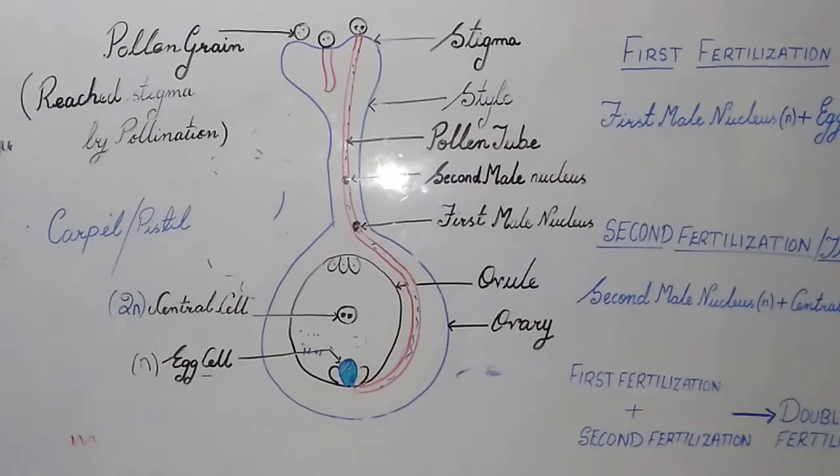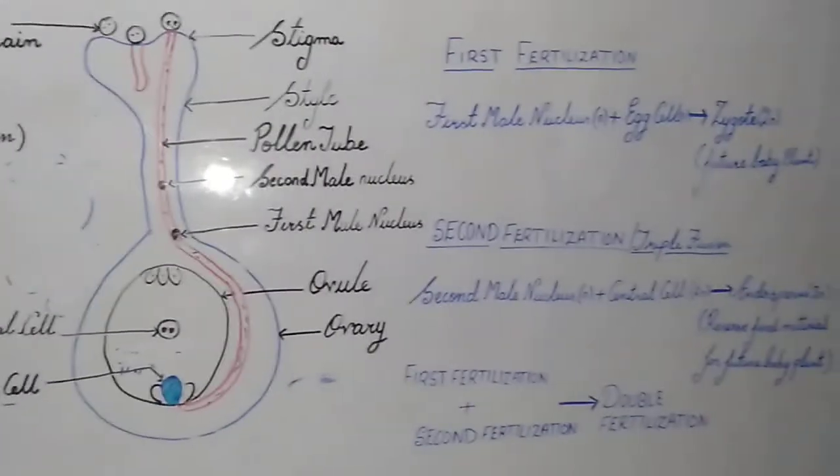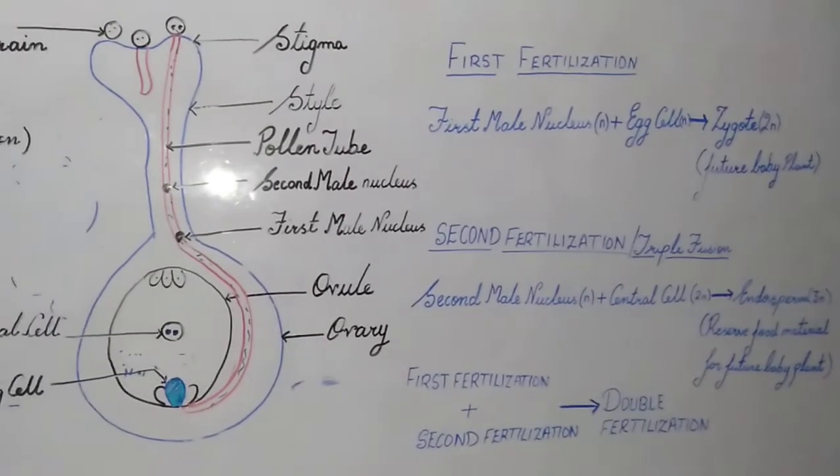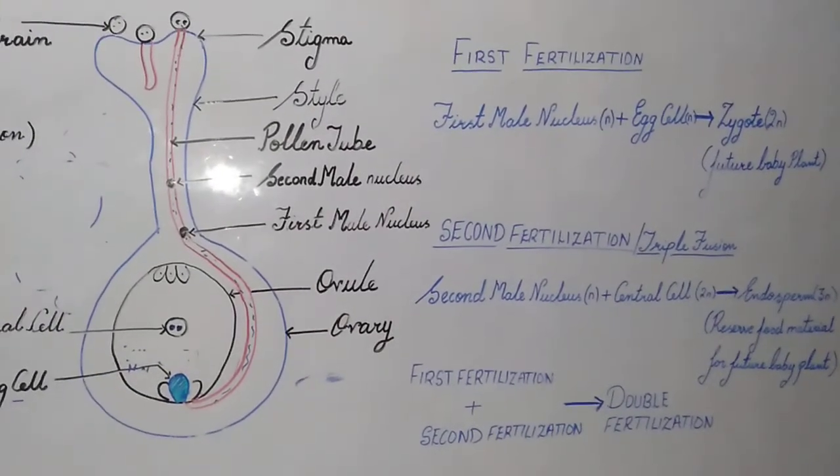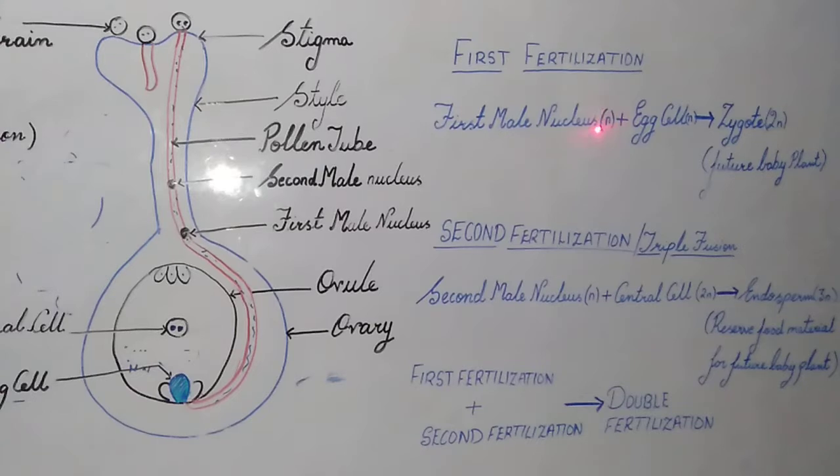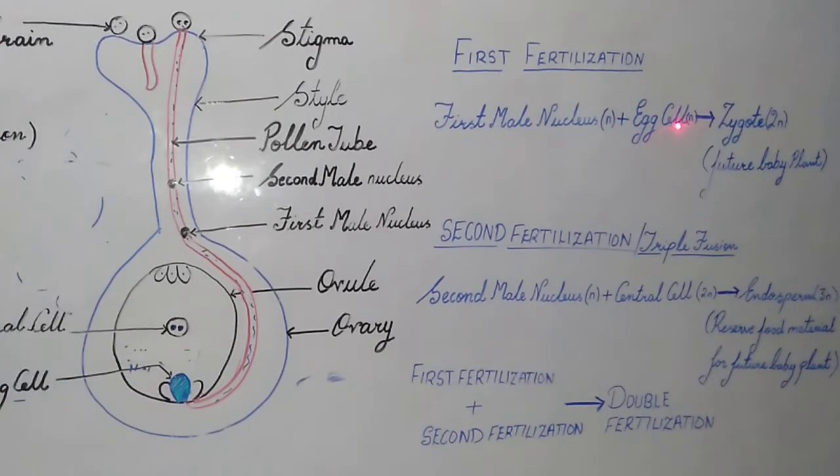Got it? Have a look here. The first male gamete, haploid, since gametes are always haploid, fuses with the egg cell, again haploid, to form a diploid zygote, and this zygote is going to develop into the future baby plant. This is known as first fertilization because the first male gamete is involved.